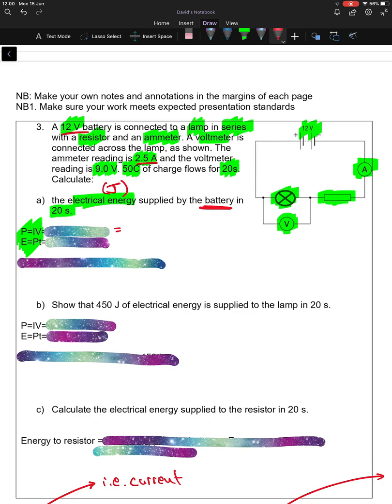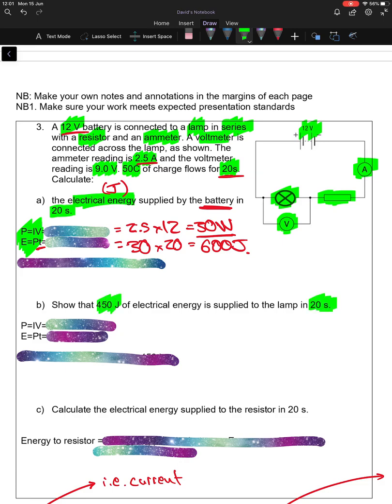And we've got a voltage. Just remember, it's supplied by the battery. Okay? So 2.5 times 12 gives us 30 watts. So we've got our energy transfer that we need to calculate. We've now got our power, 30. But what is it over in terms of T? What's T? Our time is 20 seconds. Times them, so that gives us 600 joules.